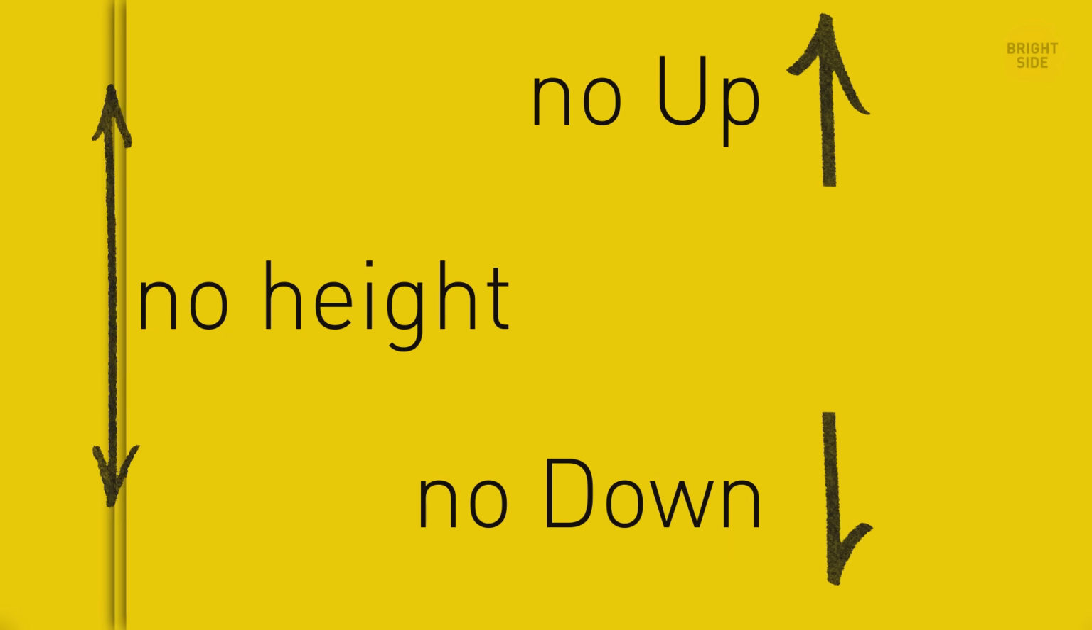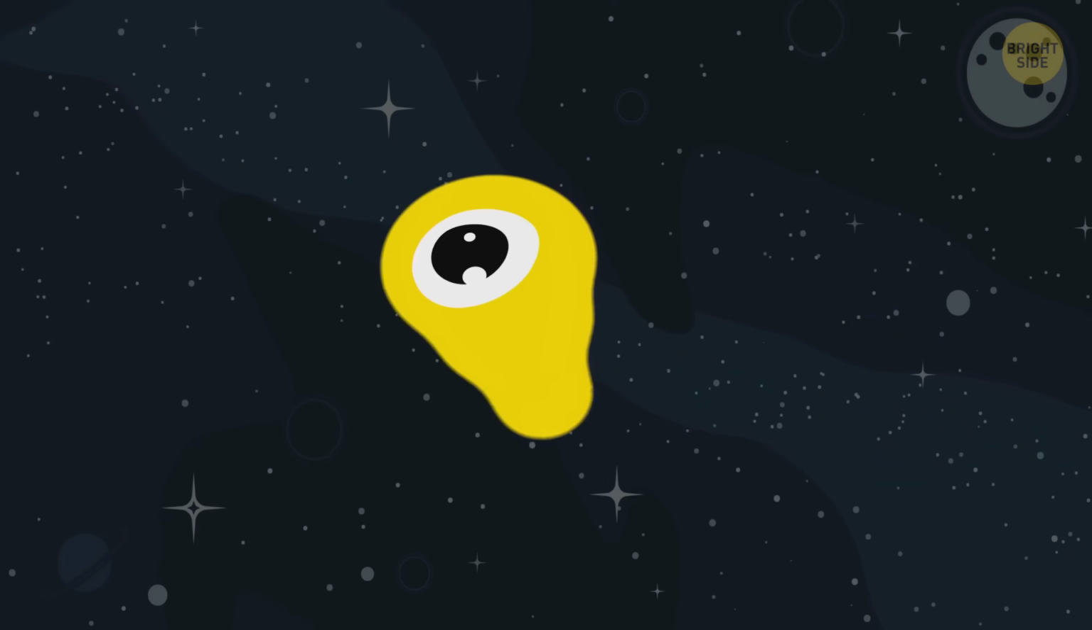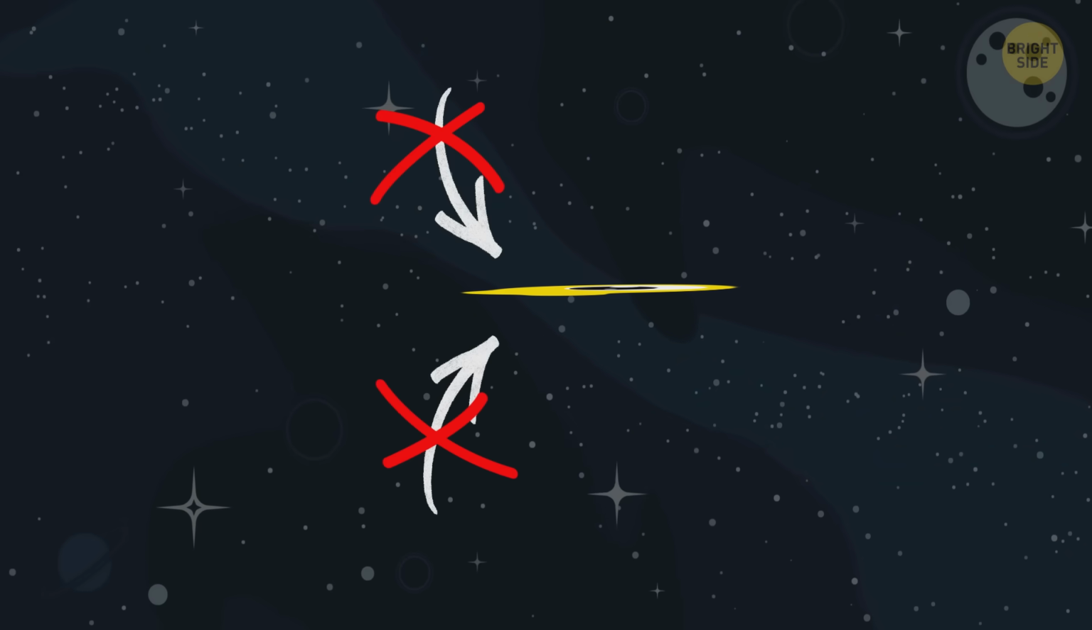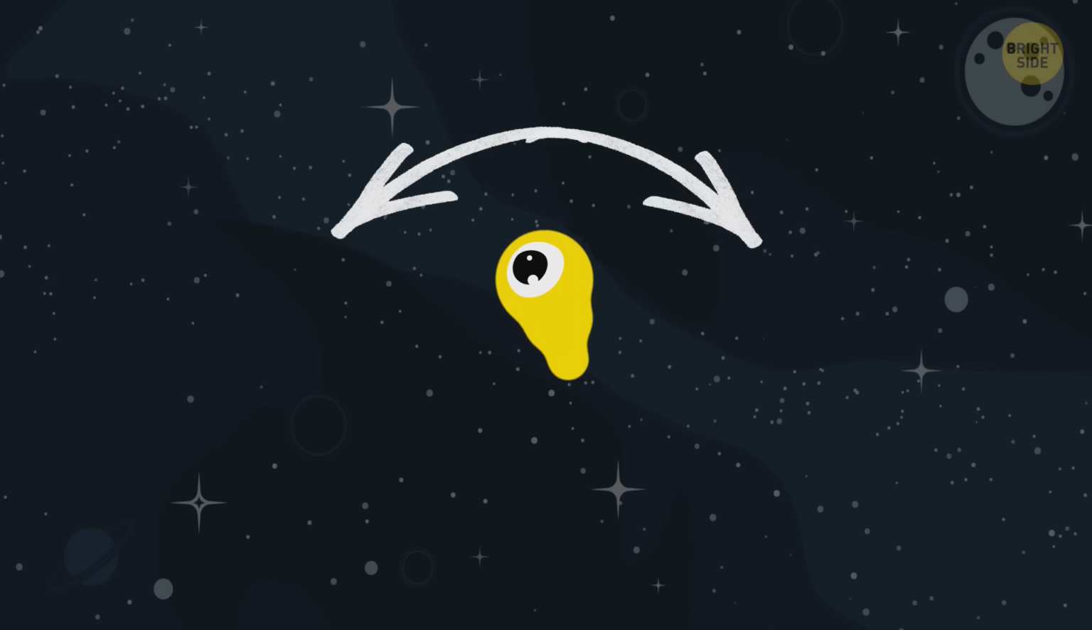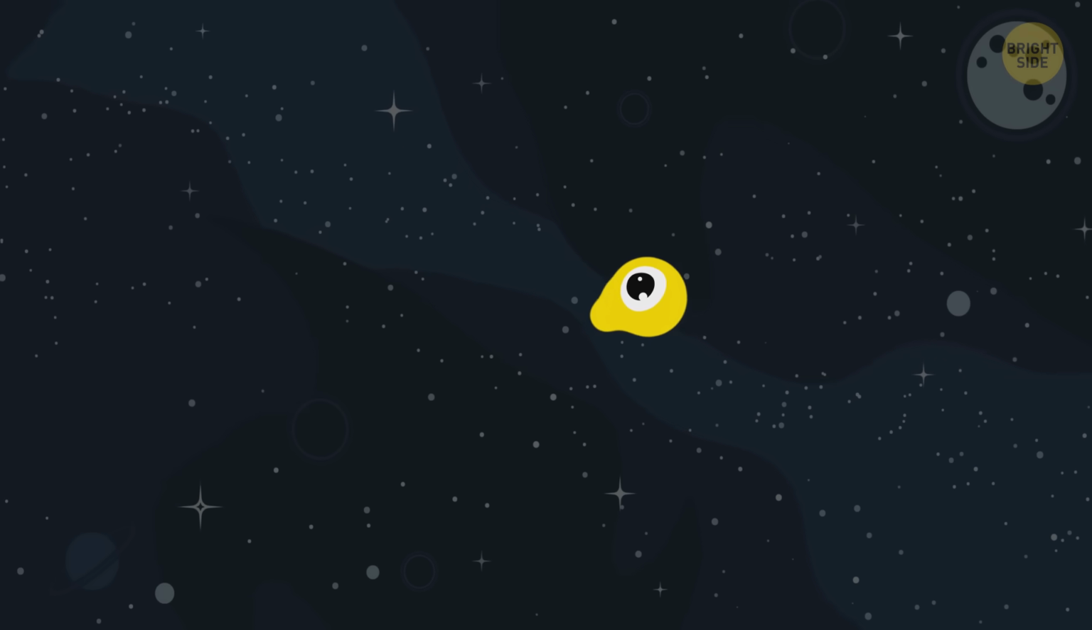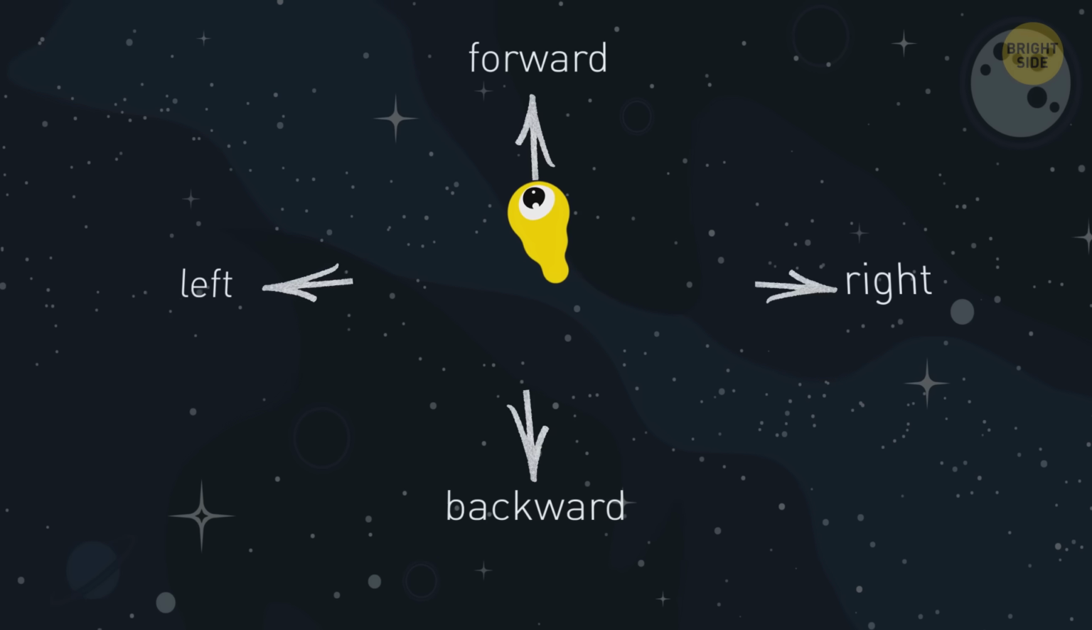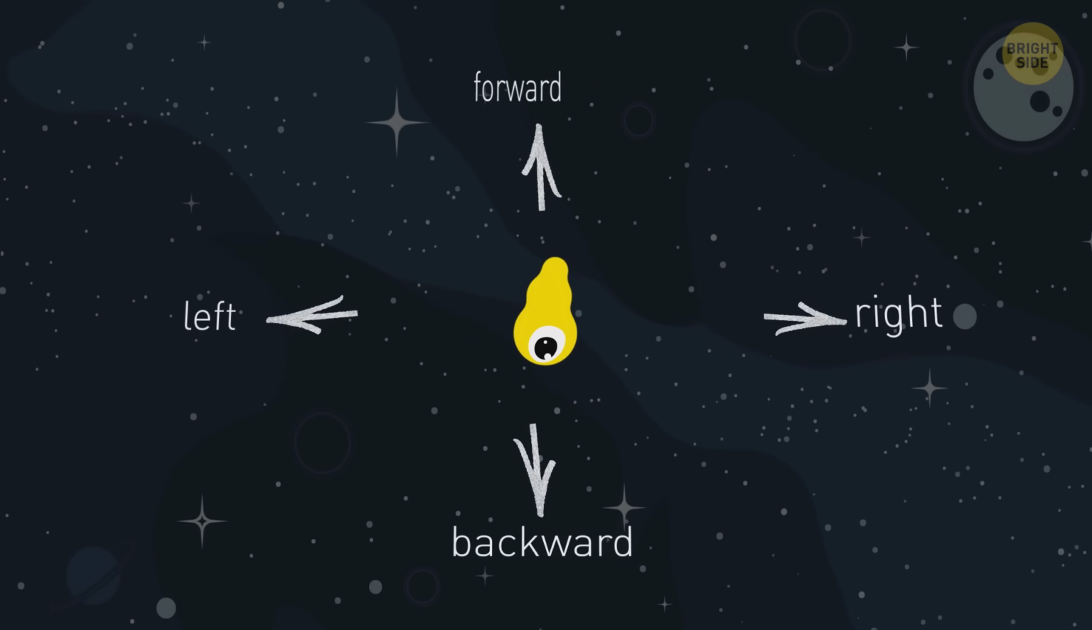Next morning, you wake up to something bizarre. All you can see is lines. There's no height, no up or down. You try to move your head. You can't see feet below you or a ceiling above you. Your view is limited to left and right. You try to jump. No luck. You can move, but only forward, backward, left, and right.